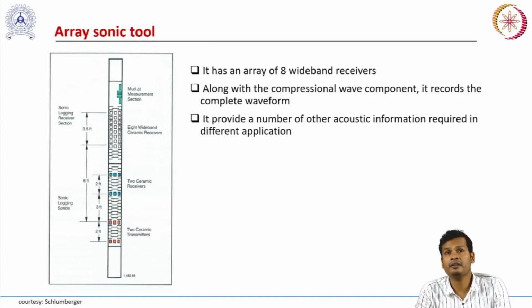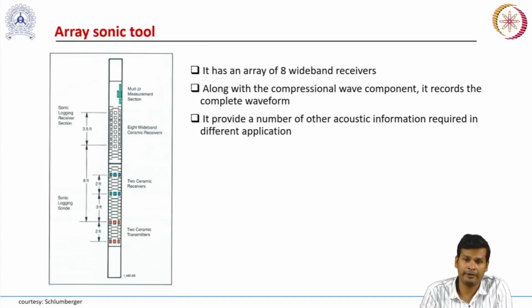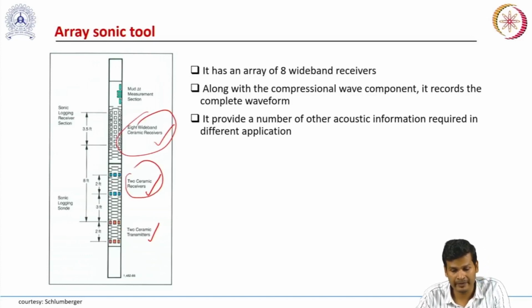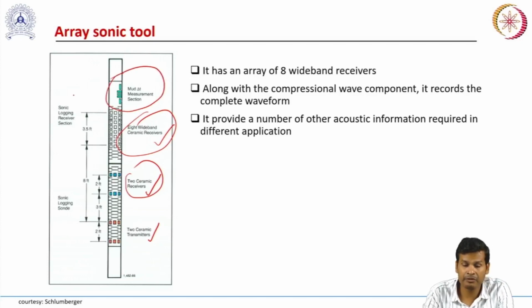Now, the third type of logging tool is the array sonic logging tool. Instead of having only 2 transmitters and 4 sets of receivers, as in our borehole compensated sonic logging tool, here we have a number of transmitters and receivers. You can see a set of transmitters here, 8 wideband receivers here, and again 2 sets of receivers here. We also have a mud measurement section to determine the mud travel time.